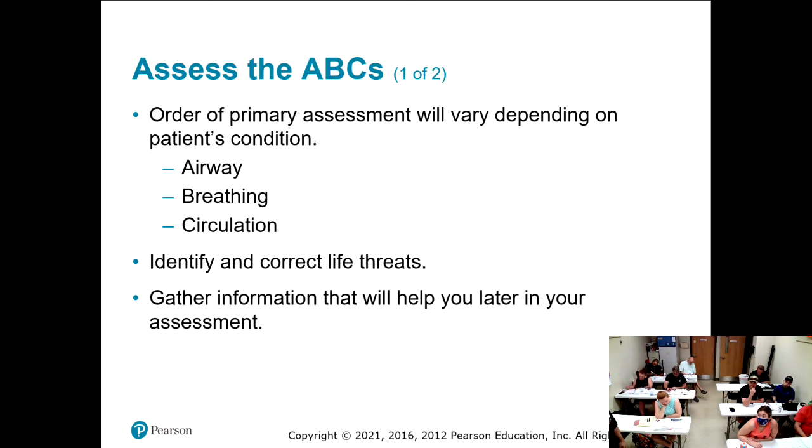Other breathing issues, rapid breathing, slow breathing, we need to correct those. How do we correct slow breathing? BVM. We breathe for them. How do we fix it if they're breathing fast? BVM. Support their ventilations. Let them breathe, but give them extra volume. Every 5 to 6 seconds, give them an extra squeeze. Yes, we breathe for people that breathe too fast also. So we identify and correct the life threats, and then we gather the information that's going to help us later in the assessment.